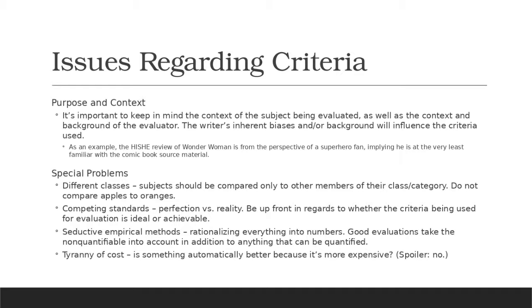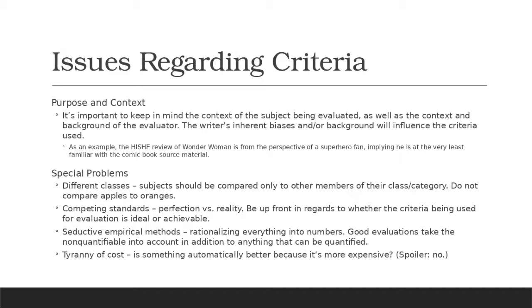Beware of seductive empirical methods, rationalizing everything into numbers. Good evaluations take the non-quantifiable into account in addition to anything that can be quantified. In the video lectures, I talk about the example from Dead Poets Society of English professors who were doing this to poetry, putting them up on an X and Y axis. Okay, don't try to crunch things down to numbers to determine quality, because that's not really going to be a good technique. Okay.